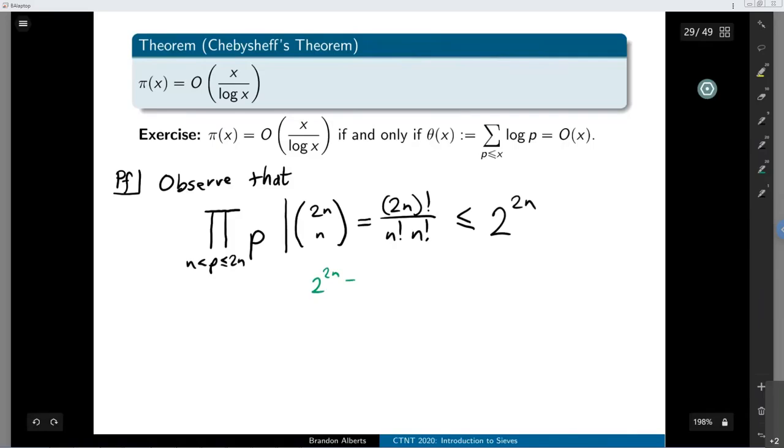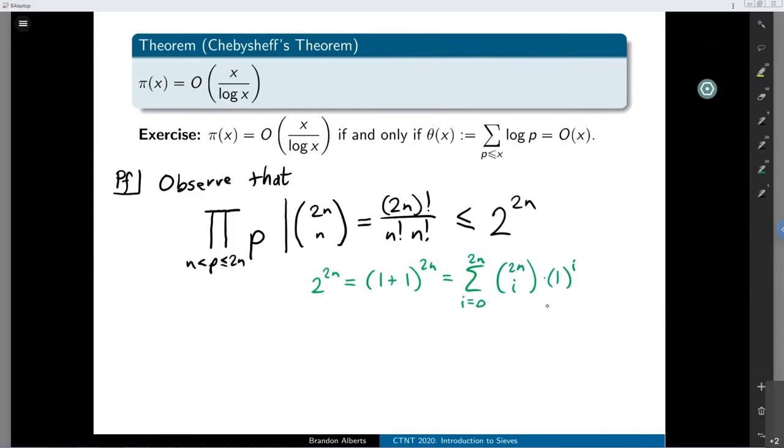2 to the power of 2n is equal to (1 plus 1) to the power of 2n. And then the binomial theorem tells you that when you distribute (1 plus 1) to the power of 2n, it's equal to this big long sum. But these are all 1 times binomial coefficients, which are all positive. So 2 to the 2n is actually this binomial coefficient plus all the other ones. So it has to be bigger. Okay. So that's kind of cool.